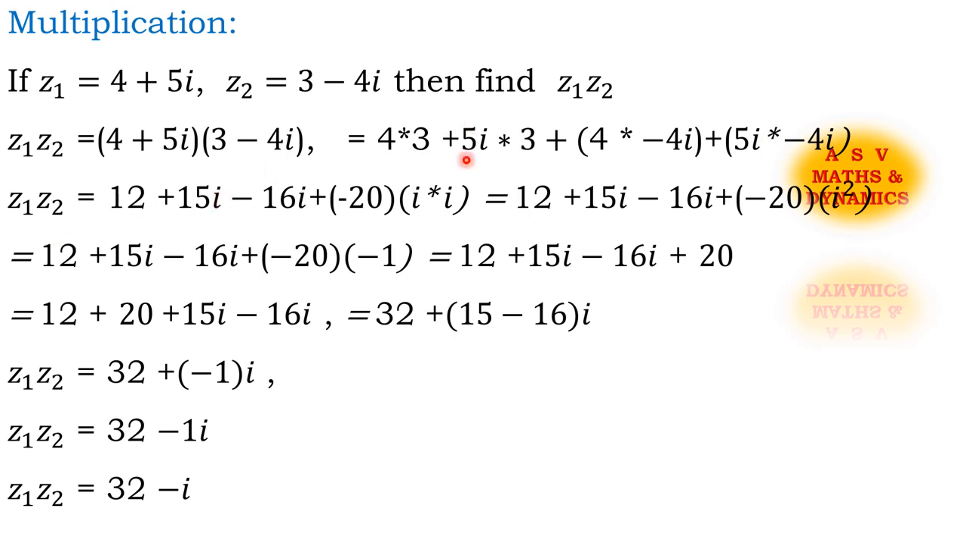If you do the normal multiplication, you will get the values: 3 into 4 is 12, 5i into 3 is 15i, then 4 into negative 4i is negative 16i, then 5i into negative 4i means you have to multiply 5 and 4 and i into i. This is very important in the steps. i into i also you have to multiply. After that you simplify i into i, it is i square.